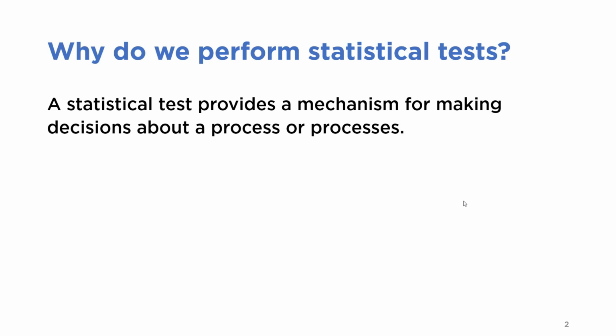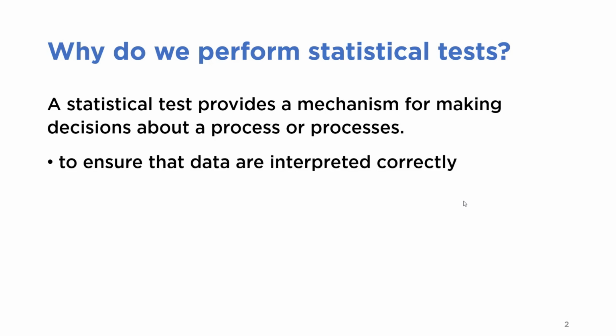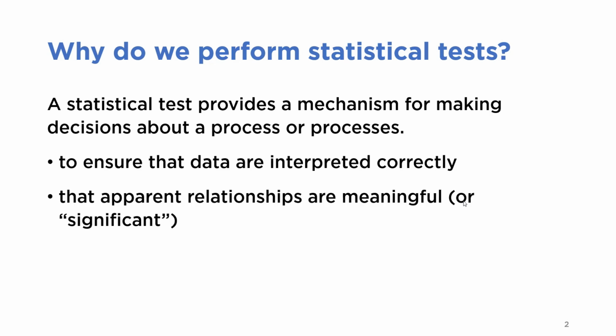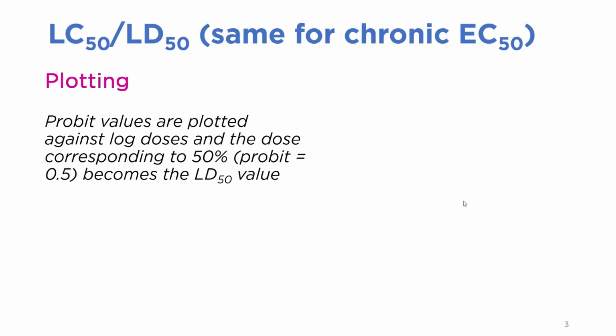A statistical test provides a mechanism for making decisions about a process or processes. This will help you to interpret your data correctly, and so that you know if apparent relationships are meaningful or significant, or if they're just due to chance alone. There is always the possibility that you could have an observation that seems meaningful to you, but was basically a fluke observation. This is how we make sure that accidental or fluke chances don't affect our data.